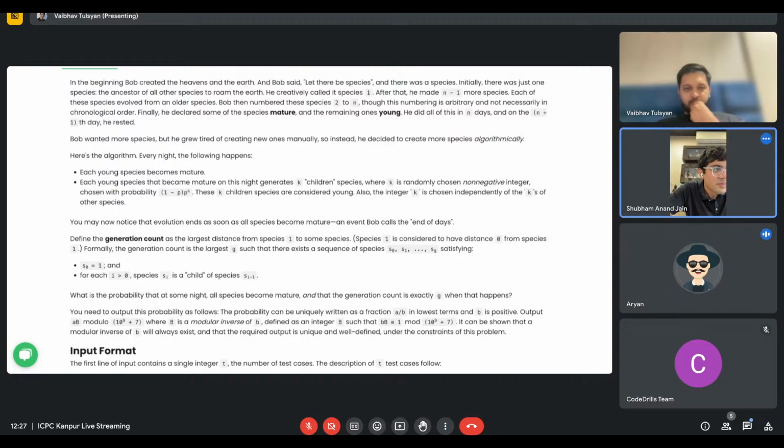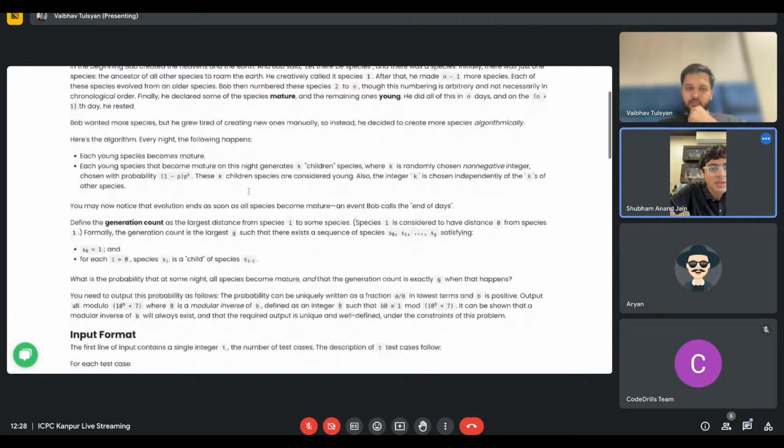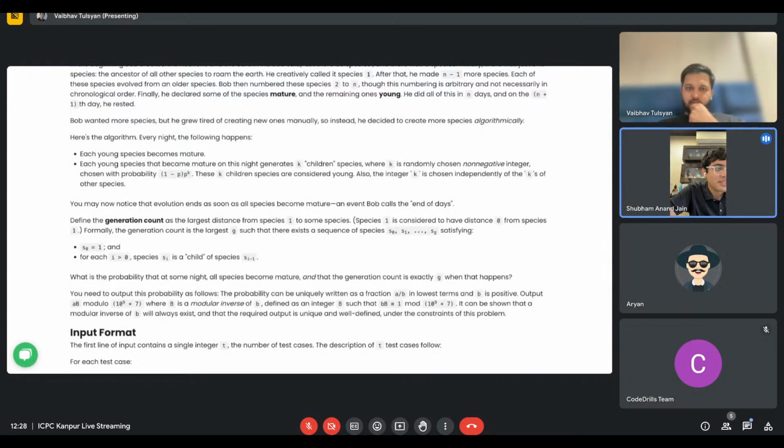So let's see. What's the algorithm? Bob wants to create more species, so he does it algorithmically. Every night, each young species becomes mature. I see. So basically every species becomes a mature species at the start of every night. And each young species that just became mature generates k children species, where k is a randomly chosen non-negative integer with probability (1 minus p) times p to the k. And I guess k goes up to infinity because that sums to 1. These k children species are considered young.